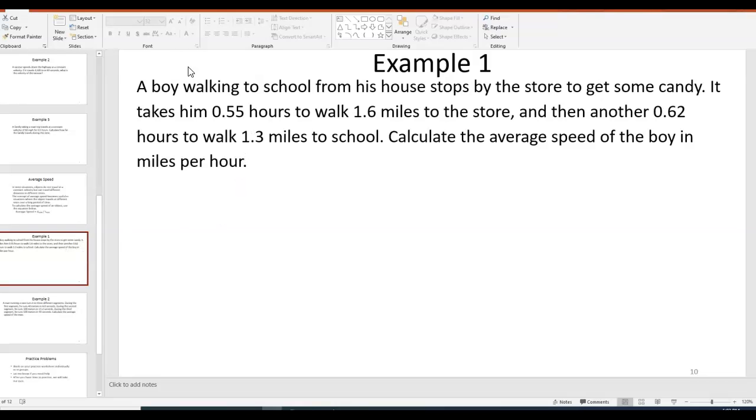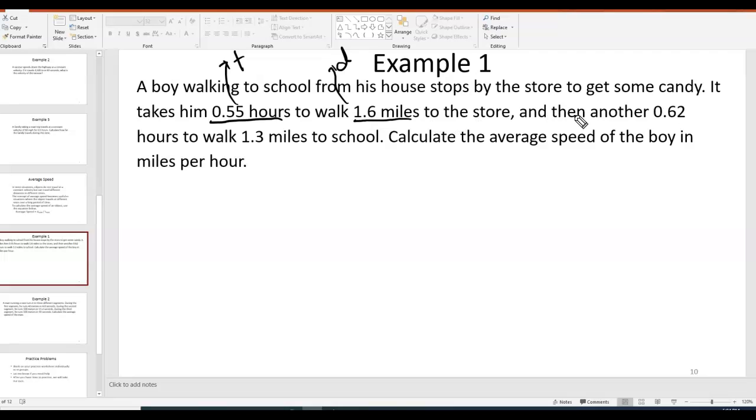So, example 1, a boy walking to school from his house stops by the store to get some candy. It takes him 0.55 hours. Based off of the units, I'm always looking at units, I know that this is going to be a time, so I'm going to label that with a t. And it takes him 0.55 hours to walk 1.6 miles. I'm going to label that with a d because that's obviously a distance because it's in miles.